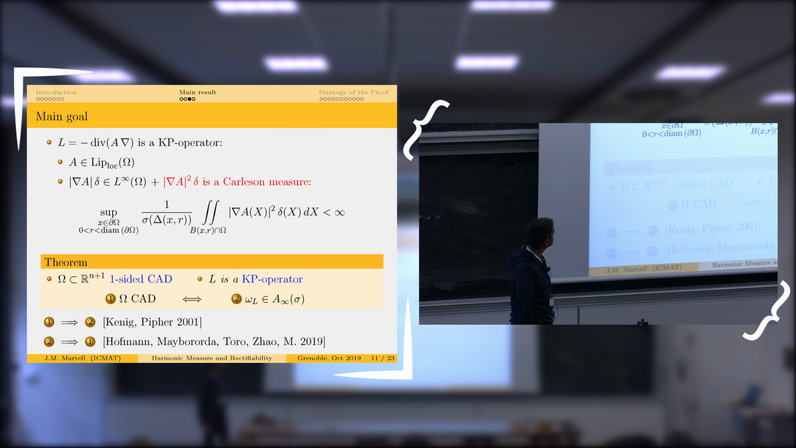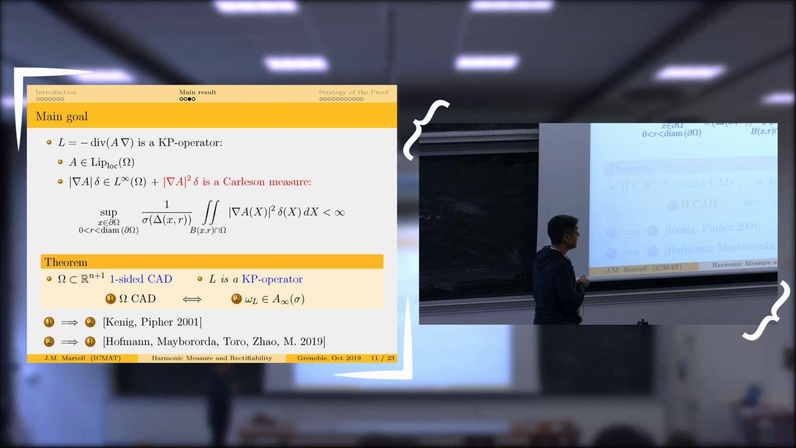All right, so let me now state the class of operators that I'm considering. I'm going to say that the operator is a KP operator, from Kenig and Pipher, if, first of all, it is locally elliptic, so that I can take the gradient. I'm assuming that the gradient of A times the distance to the boundary is in L infinity, and that the gradient of A squared times the distance to the boundary is a Carleson measure.